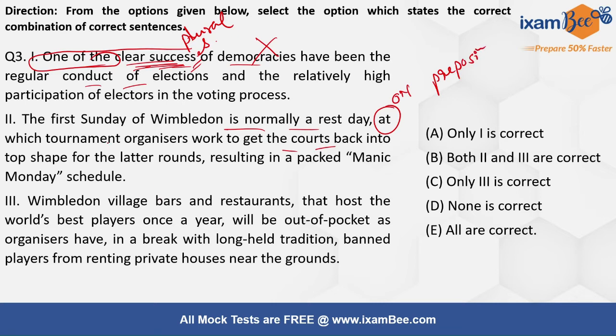All right. Now moving on to the third sentence, it says, Wimbledon village bars and restaurants that host the world's best players once a year will be out of pocket as so and so. Now we have read this sentence. There is a difference between the usage of that and which, right? Now I have also made a video on this, and if you are following this series, then you would know that that and which have a difference. That is used for restrictive clauses. That is, it is used when you cannot remove a part of a sentence. A clause cannot be removed, then you will use that, right?